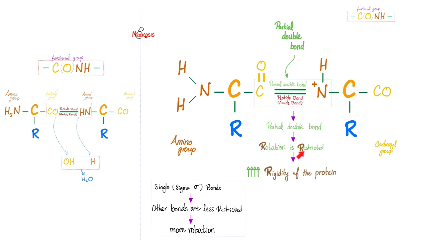Therefore, rotation is restricted. Why? Because it's a double bond. You cannot rotate around a double bond. And if you cannot rotate, you are rigid. Contrast that with these single bonds. These are sigma bonds. Sigma is single. They are less restricted. Hashtag more rotation. Got some swirling action going.